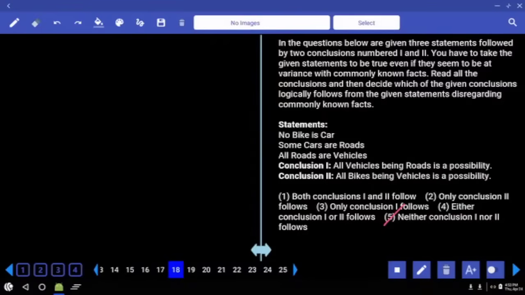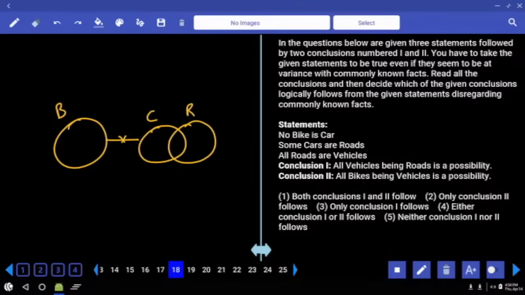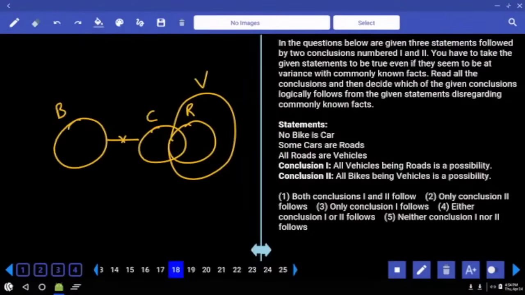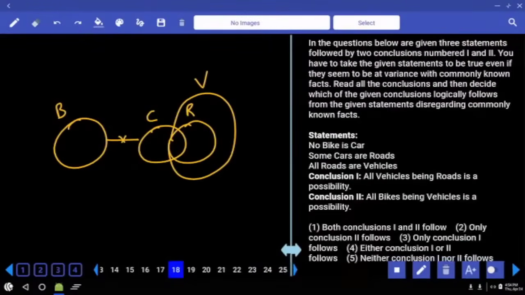Then the 18th one. Now in this 18, no bike is car. Now this is bike and this is car. No bike is car, no intersection between these two. And some cars are roads. No bike is car, some cars are roads, and all roads are what? All roads are vehicles. All vehicles are roads is a possibility. All vehicles are roads, is it possible? All vehicles are roads. V equals R. All vehicles are roads is possible.